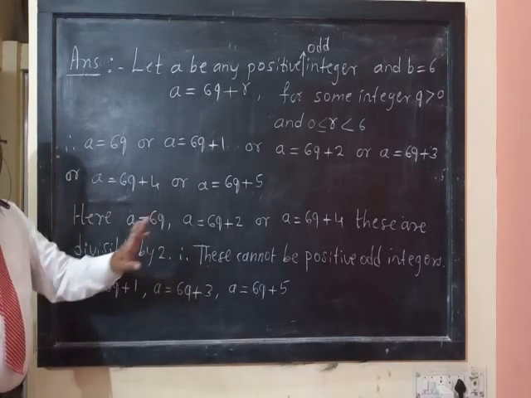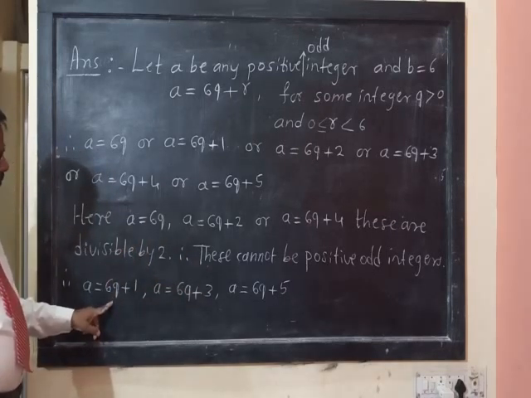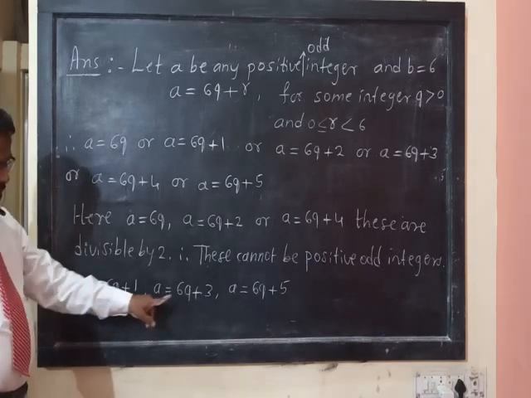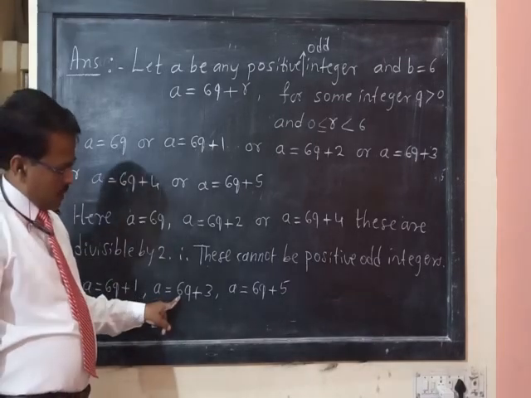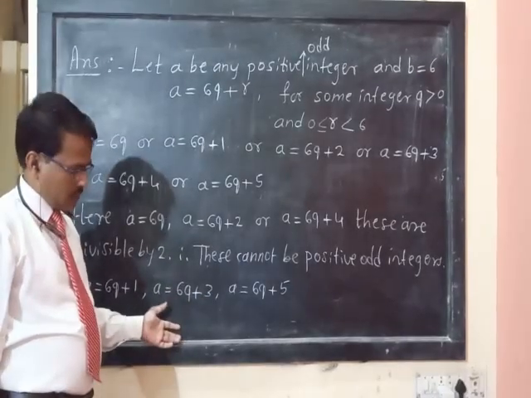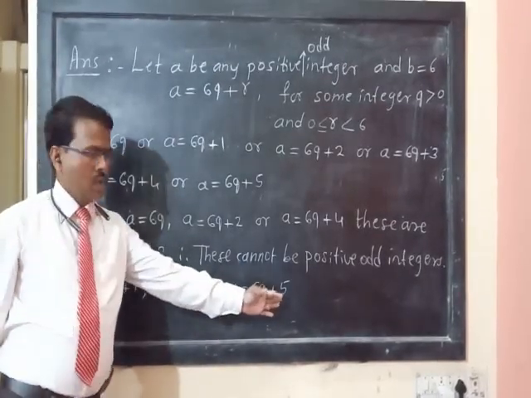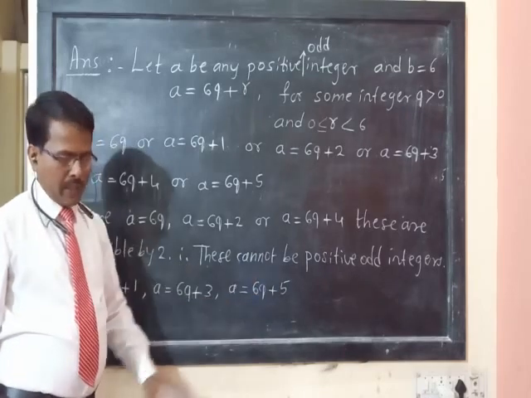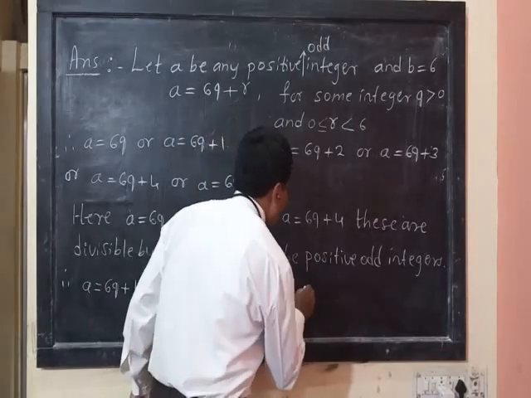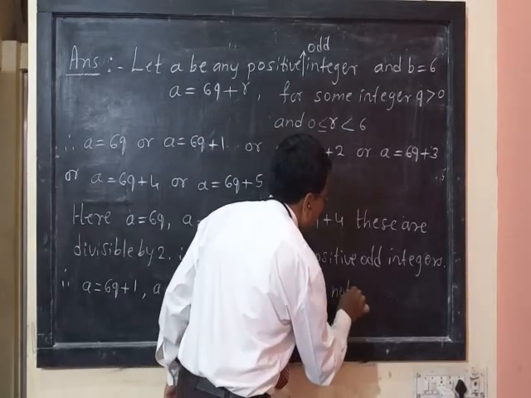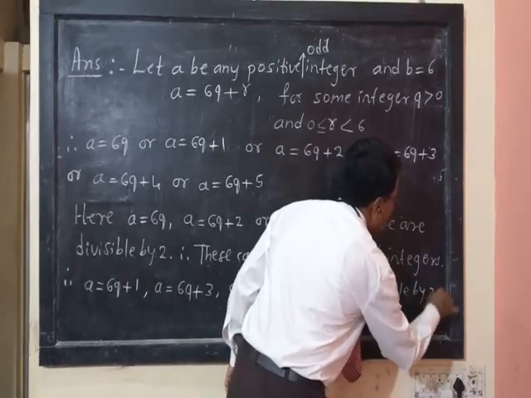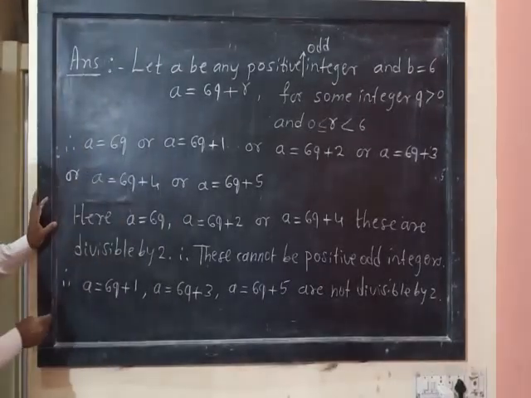These are not divisible by 2 because 6 is divisible by 2 but 1 is not divisible by 2. Here 6 is divisible by 2 but 3 is not divisible by 2. That is, you cannot take common and cancel. Here also 5 is not divisible by 2. Remainder is 5. So these are all not divisible by 2.